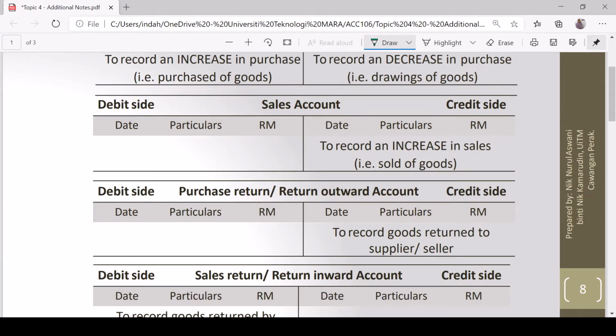Your sales increase. Okay, sales is revenue. Right, so an increase in revenue, you credit. So which revenue account do we want to credit? Sales.